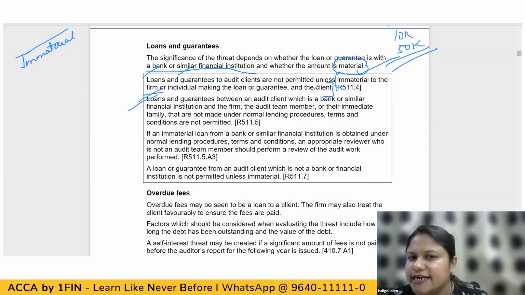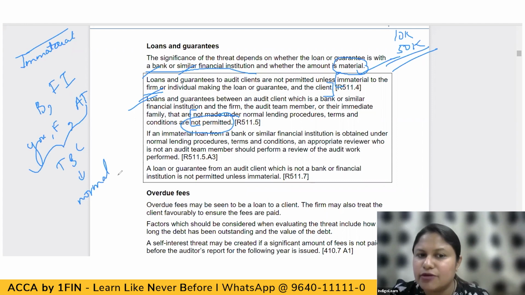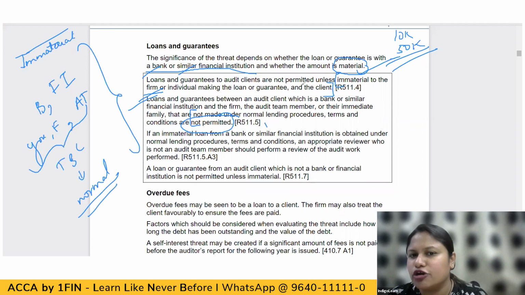Loans and guarantees between the audit client, which is a bank or similar financial institution, and the firm, the audit team member and their immediate family that are not made under normal lending procedure, terms and conditions are not permitted. That means even if it is a bank, even if it is a financial institution, whether you take a loan, your family members are taking a loan, or any member of the audit team is taking a loan, and these are happening on terms and conditions which are not normal. Normal means for a routine customer, what they're giving is not in that line. Then in that case, you are not permitted to exchange such thing. That means you cannot become the auditor.